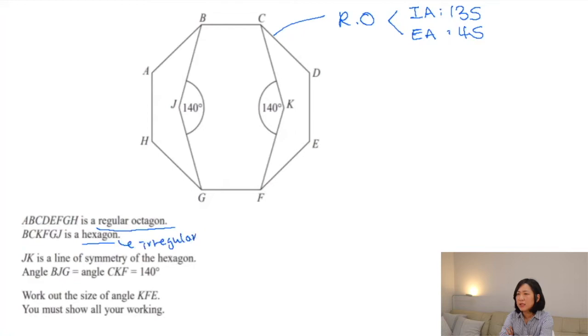Now what else can we find? The question is telling us that JK is a line of symmetry. Ooh. Now we know that a line of symmetry gives us an angle, right? So we can say one of the angles is 70. So we mark the 70. Now let's find our final goal. KFE is our goal.